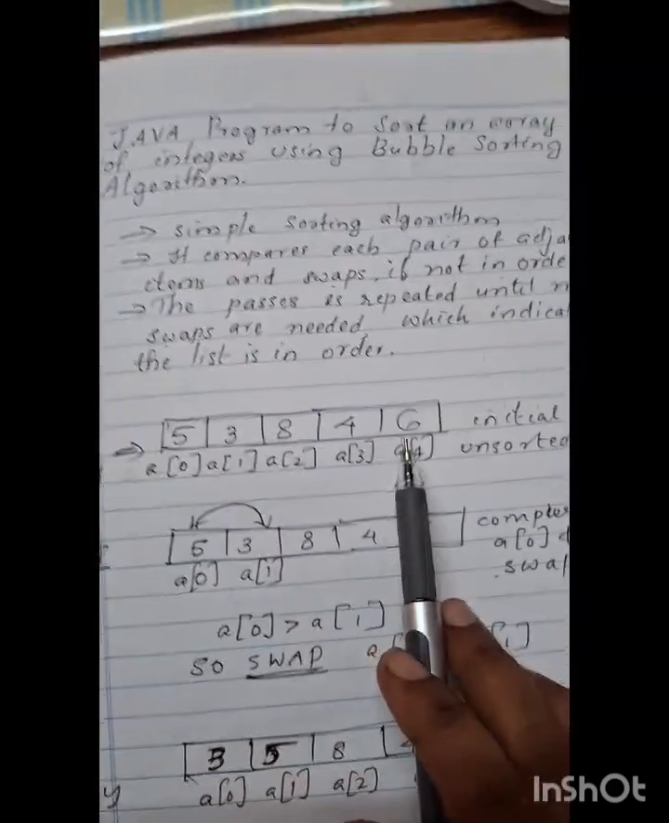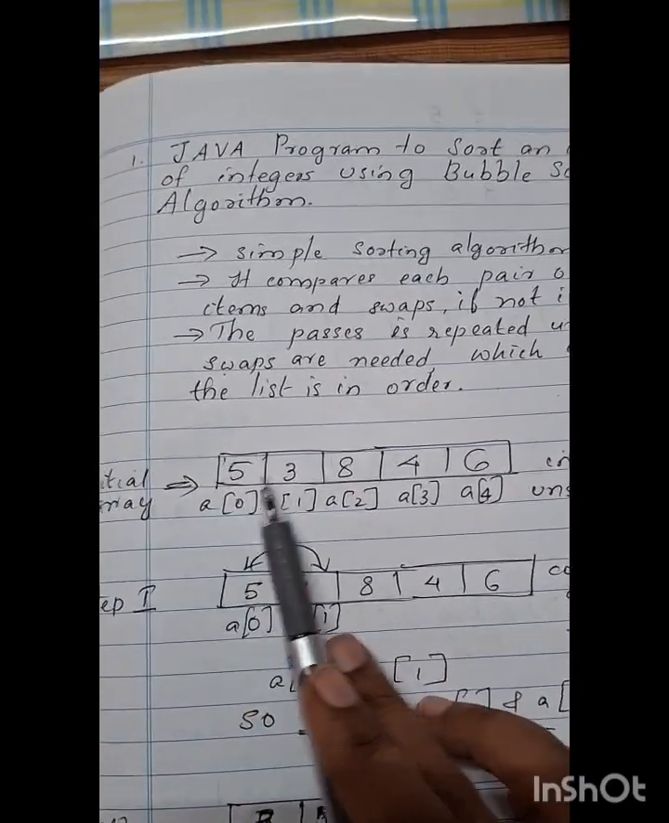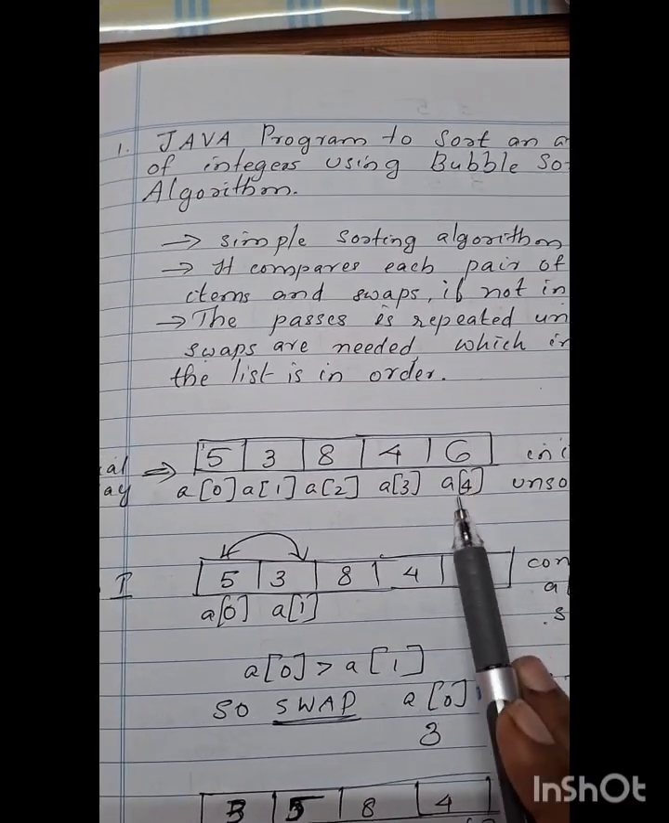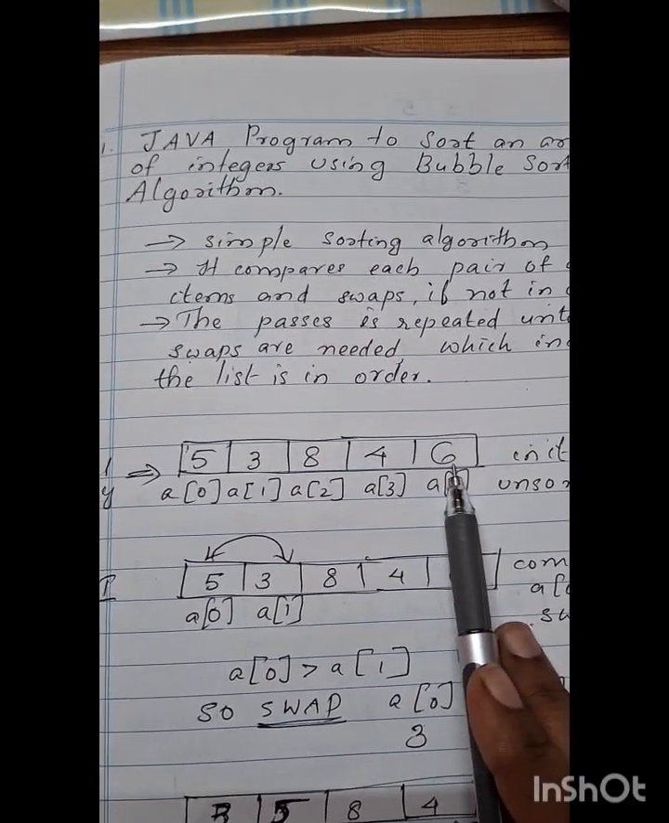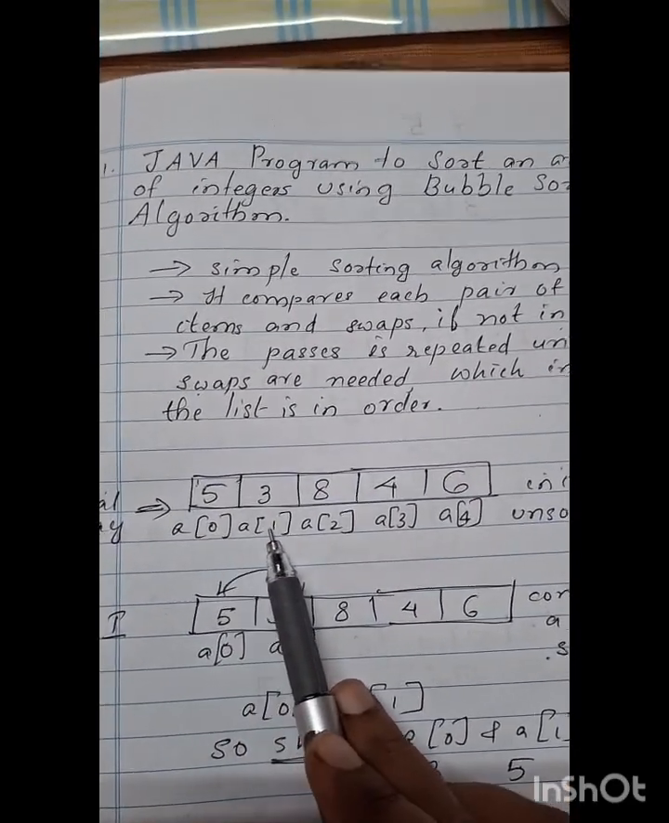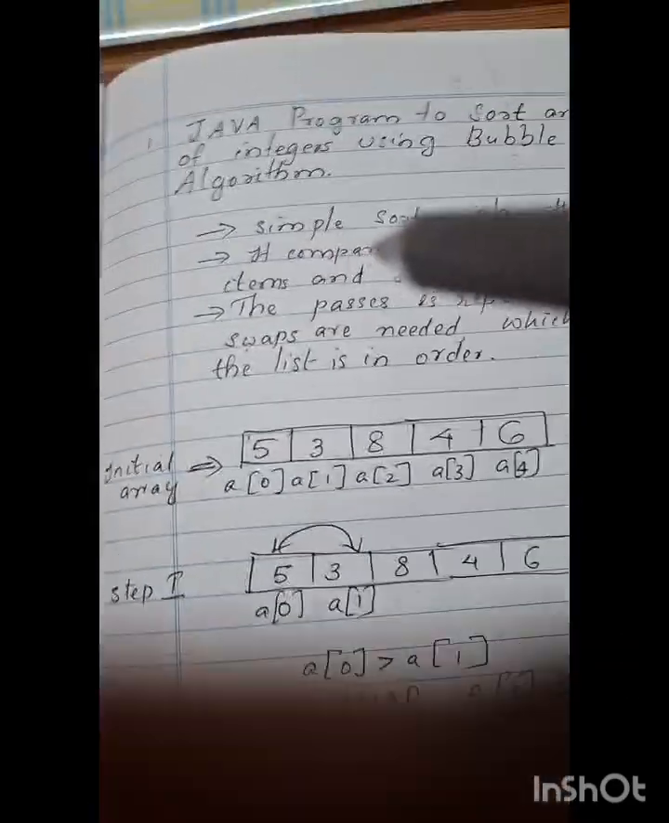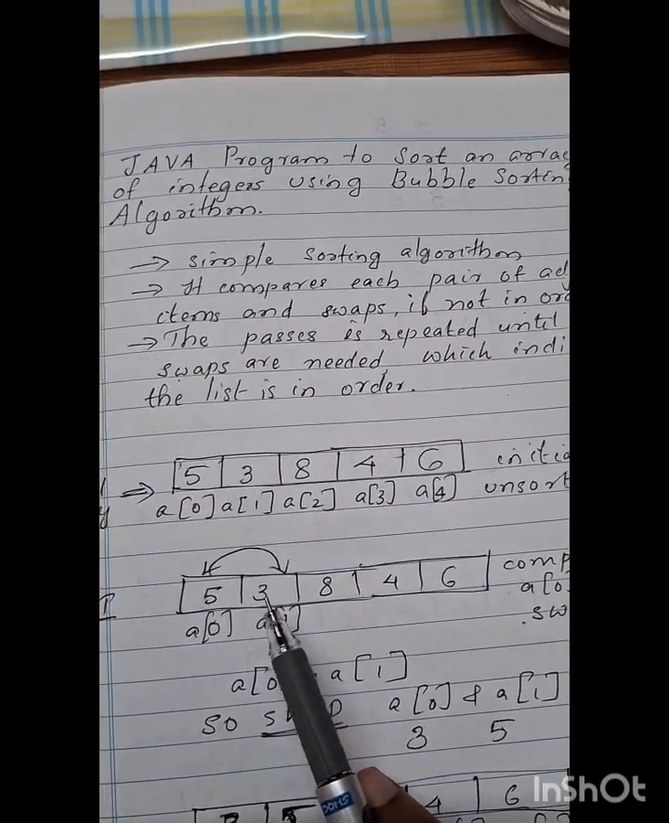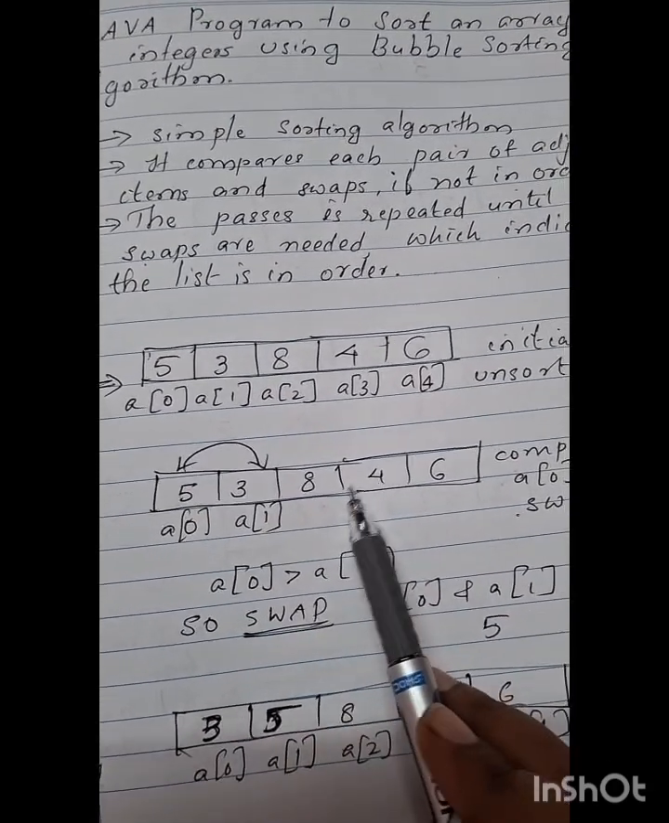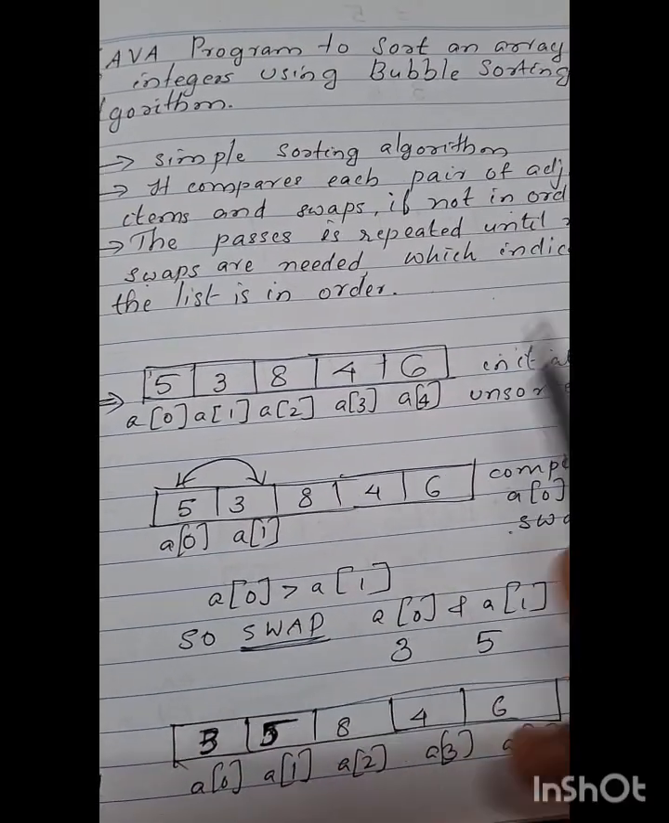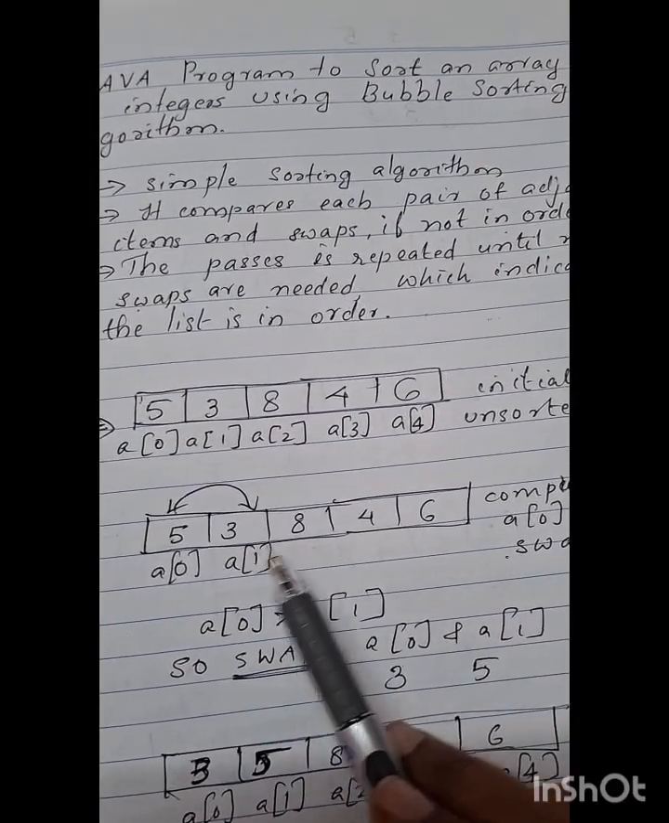So what is the procedure here? First, every element is stored in the corresponding array from 0 to n minus 1. If there are 5 elements, then A0 up to A n minus 1 will be filled. A n minus 1 means A 5 minus 1, A4, because it starts from 0, not 1. Arrays always start from the 0th position. Then compare A0 and A1. If A0 is greater than A1, then swap and continue the process. If A0 is not greater than A1, then continue with the other adjacent elements.